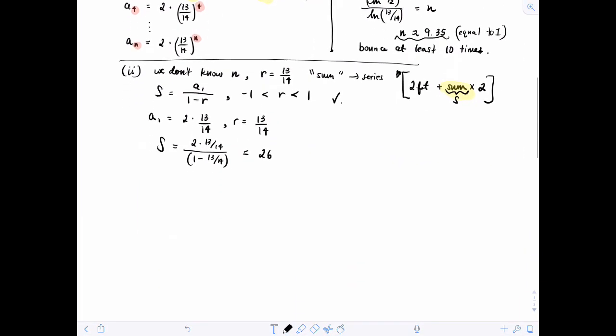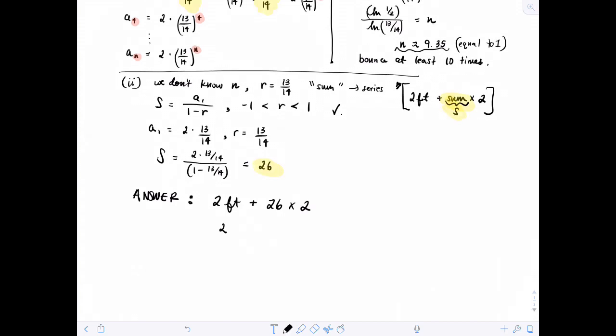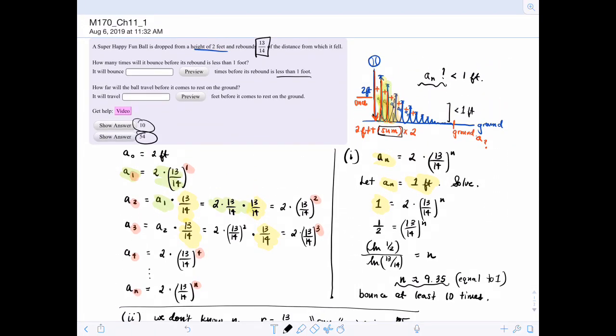But that's not the answer, because the real distance is going to be 2 feet plus 26 times 2, because recall, the s is just the sum here. So 2 plus 26 times 2, which is 52. 52 plus 2 is 54 feet. And we can verify our answer up here and see that they are correct.